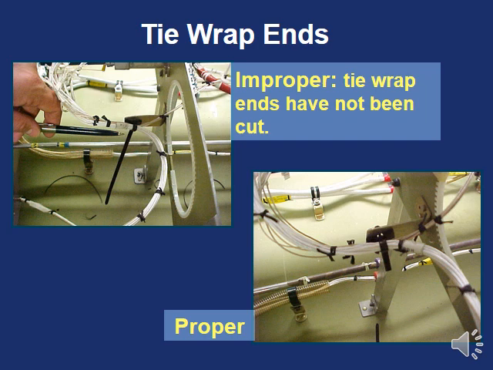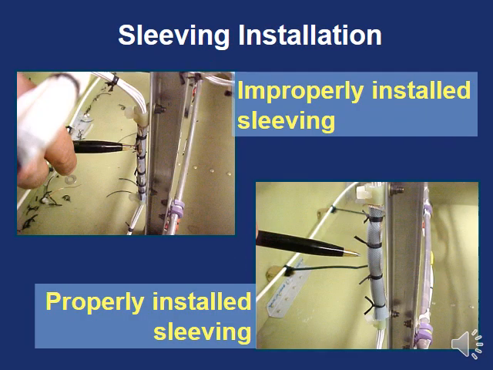Tie wrap ends. You want to make sure that these are cut short. So this should not be just hanging out there. Snip it short. I don't really like how this person did that either. This looks like a potential SITES opportunity. So make sure that you're using your flush cutters to cut the zip tie flush to the head. Sometimes the sleeving can be gapping and expose the wires inside, so make sure that you install your sleeving properly.